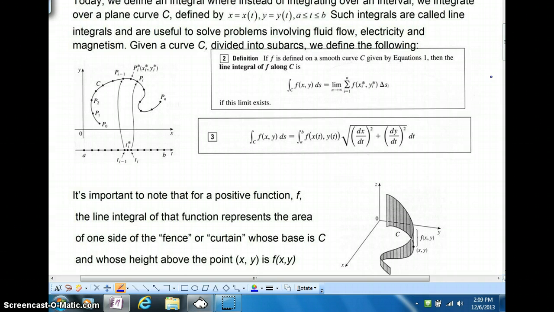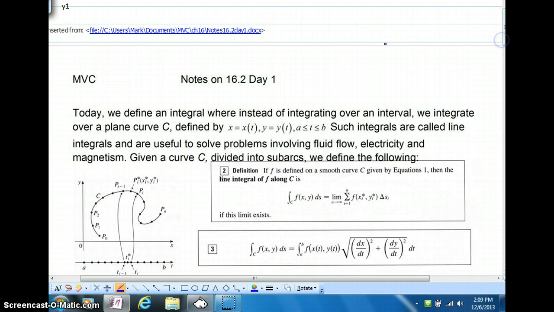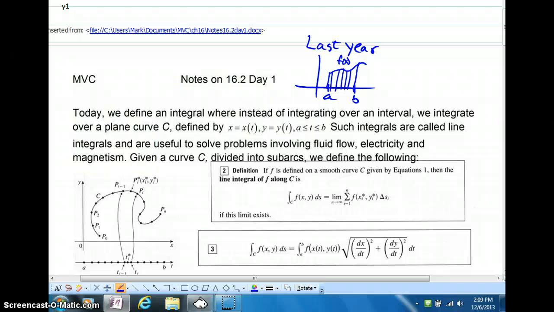But suffice it to say, maybe we could even do this right now, talking about last year. You know what happened last year, back in the good old days? We were going through Calc AB and Calc BC, and we would integrate over an interval, wouldn't we? We would find all this area. We started with LRAM and MRAM and RRAM, and we said, hey, let's integrate over some fixed interval of x, from A to B. Well, you know what we're doing right now? We're going to integrate over a curve.